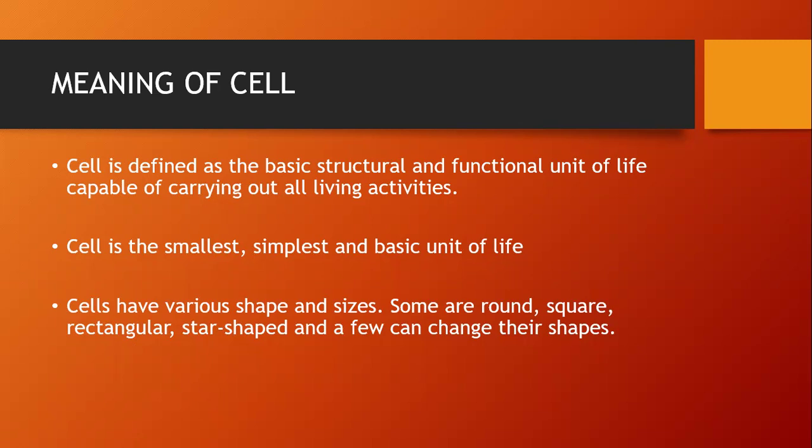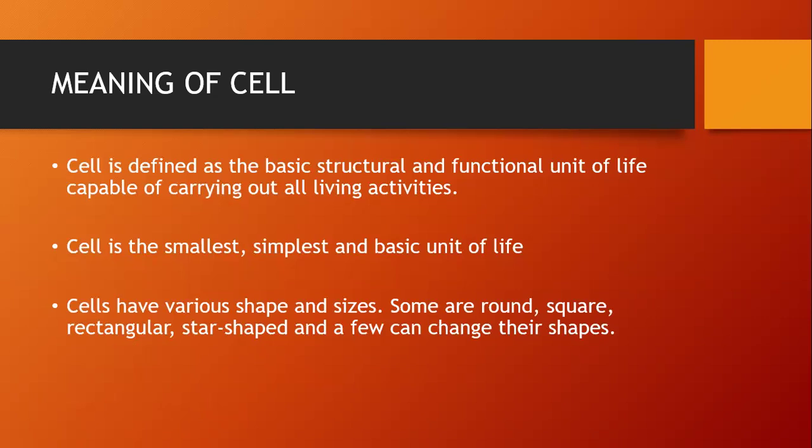Now, cell exists in different shapes and sizes. It can be round, it can be square, it can be rectangular, it can be star-shaped. All these can be seen with the use of a microscope. So when you view a particular cell under a microscope, you'll be able to see all these characteristics that I'm talking about.